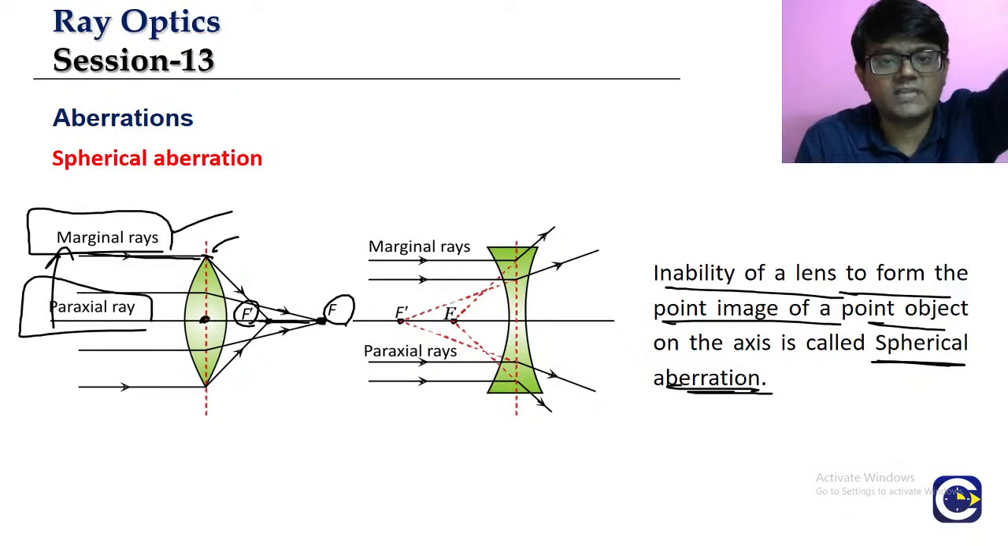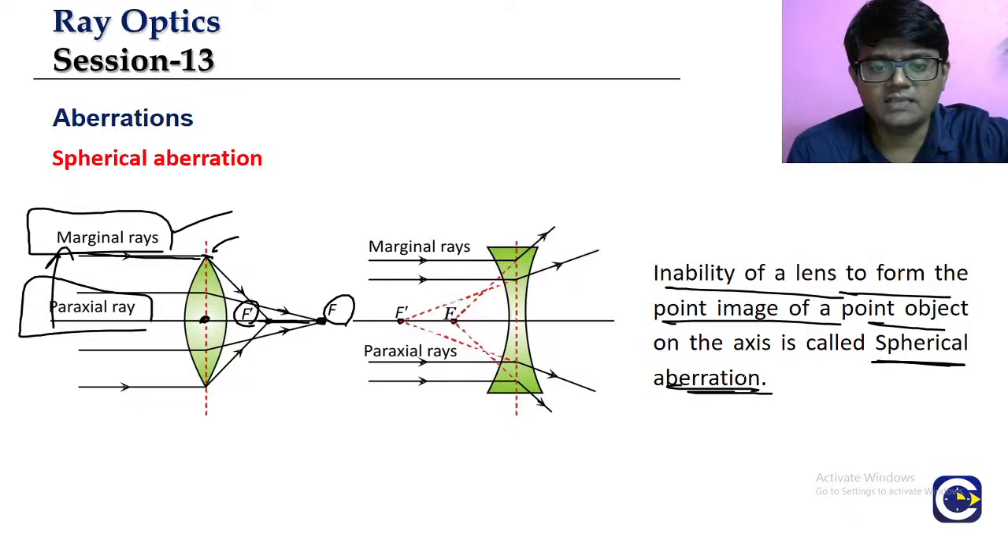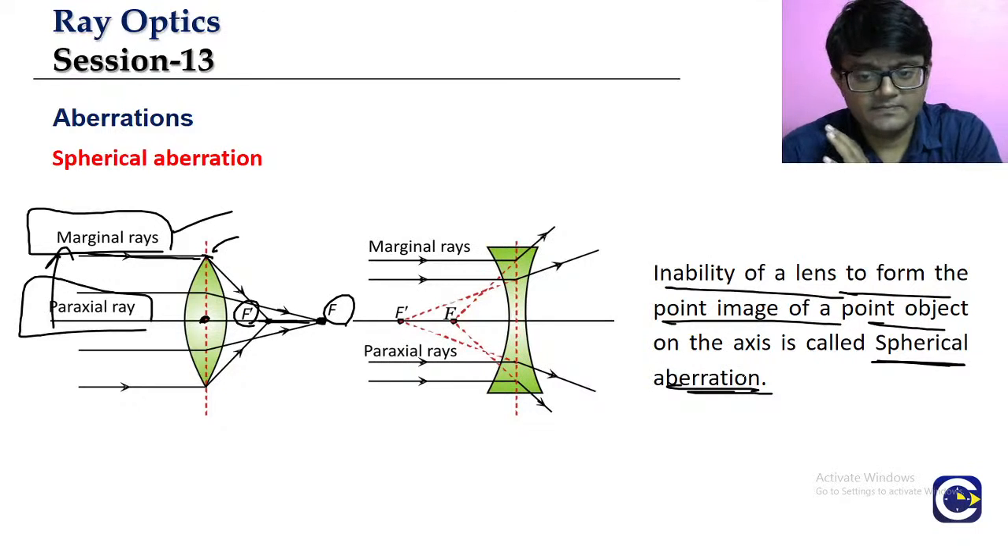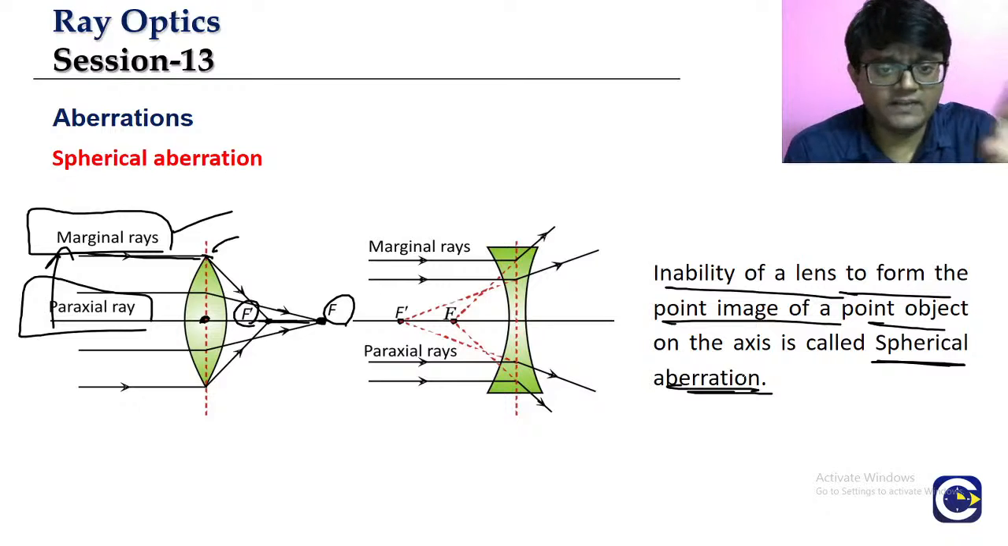It comes because of the marginal rays at the tip of the lens, where the curvature effect comes into the picture. As a result, they get converged or diverged to a different extent than the paraxial rays. And as a result, even for a point object, we will not be able to get a point image; we will get an extended image. So this is what we call the spherical aberration.